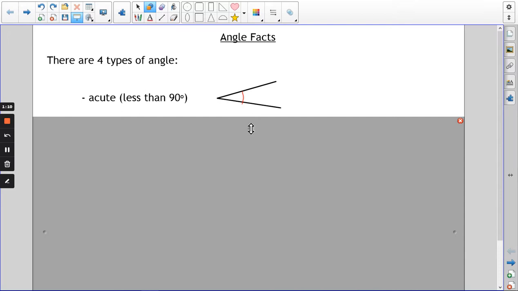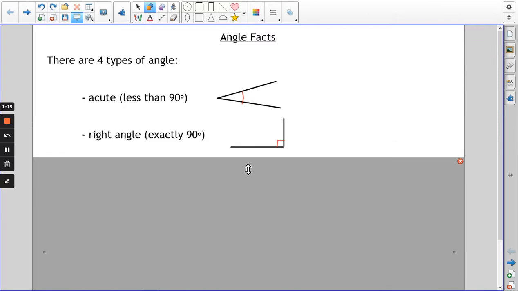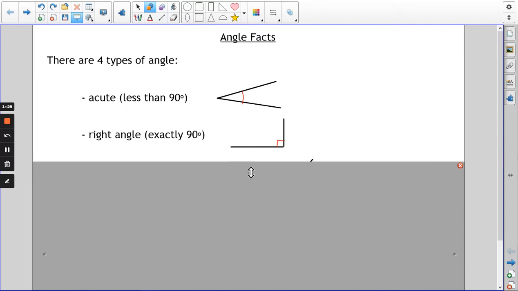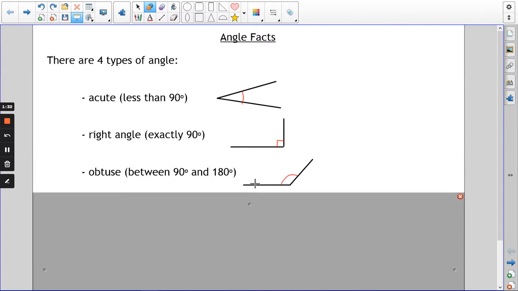I've got a drawing of one there, so make sure this all goes in your book. Then we've got right angles, like the corner of a square or a rectangle, and they are exactly 90 degrees, so they make like a perfect L shape. Any smaller than that is an acute angle. If you go bigger than that, you make an obtuse angle. I've got another drawing there, so that is bigger than 90 degrees and up to 180 degrees. If I kept going until it was a flat line, it would be 180 degrees.